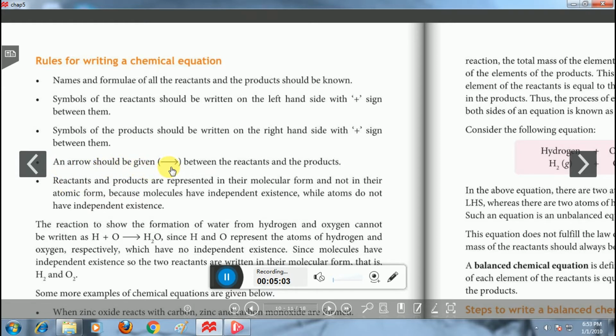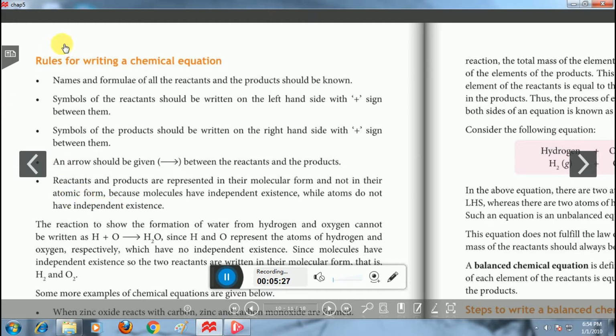An arrow should be given like this between the reactants and products if it is not a reversible reaction. After some time we will discuss reversible reactions. Reactants and products are represented in their molecular form and not their atomic form. Should not write in the atomic form.